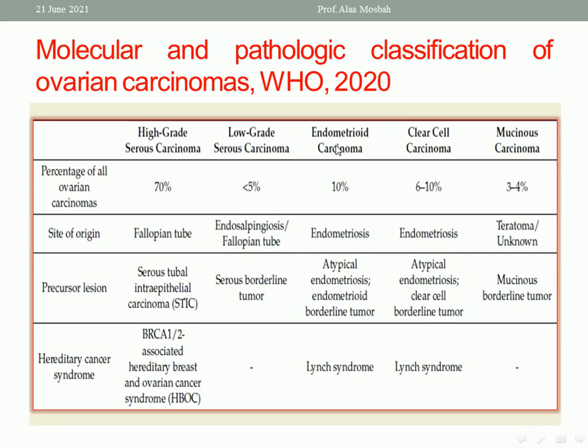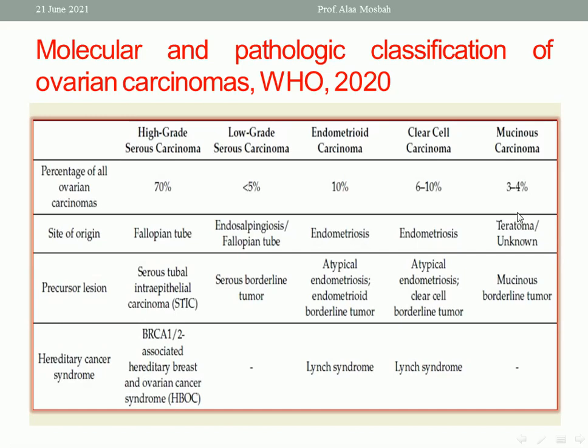What about endometrioid carcinoma, which constitutes 10%? The origin is from endometriosis, and the precursor lesions are atypical endometriosis and the endometrioid borderline tumor, and the hereditary cancer syndrome here is Lynch syndrome. What about clear cell carcinoma, which constitutes 6 to 10%? The site of origin is endometriosis, the precursor lesions are atypical endometriosis and the clear cell borderline tumor, also hereditary related to Lynch syndrome.